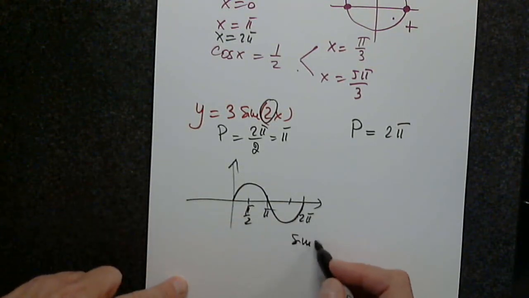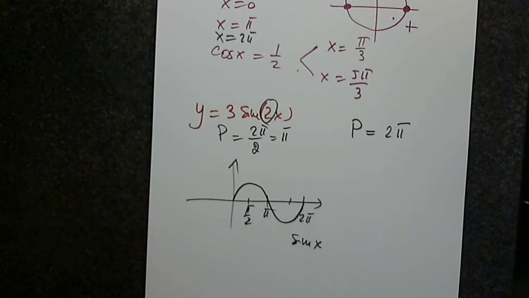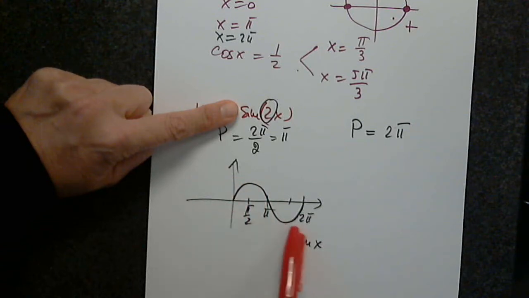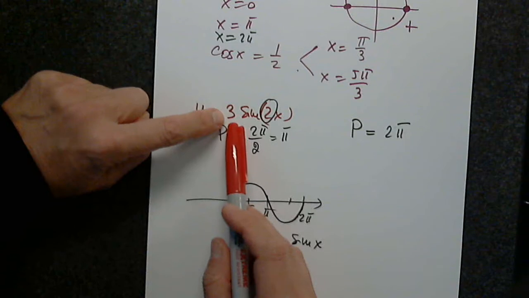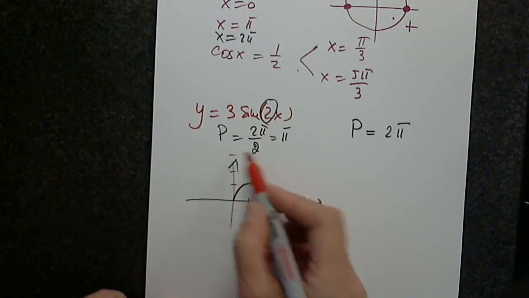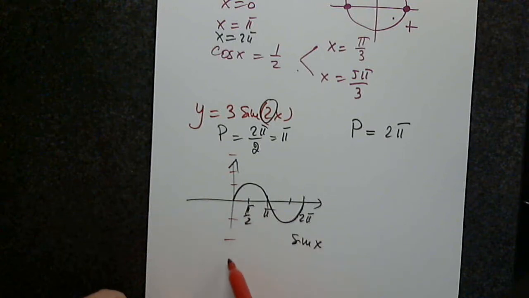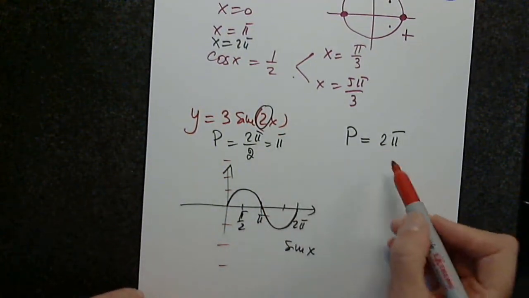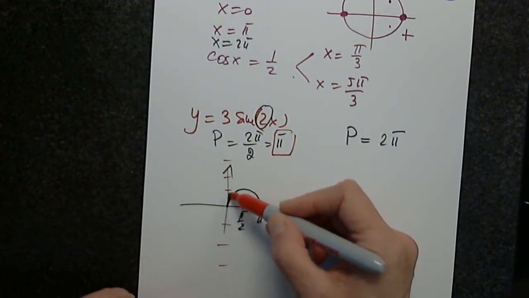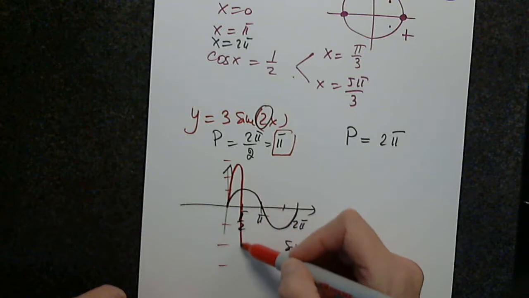That's sine x. But this one, first of all, has a 3 in front. So the height for sine is 1 and the minimum is negative 1. But because of this 3 in front, it will go to 3. So 1, 2, 3. 1, 2, 3. And furthermore, it will have a period of pi. So this will be the graph.